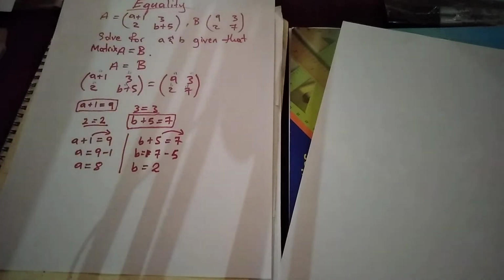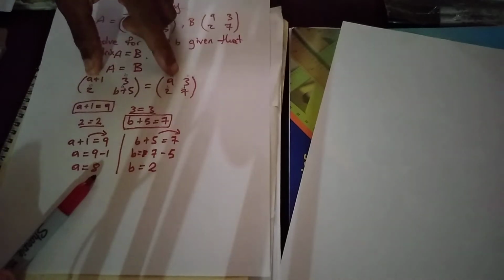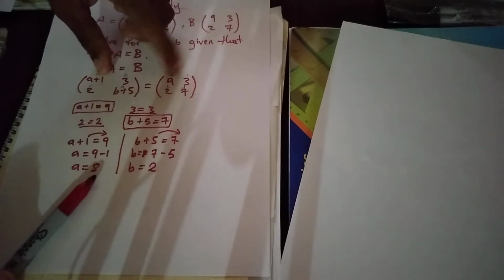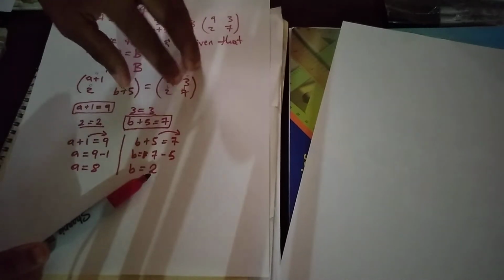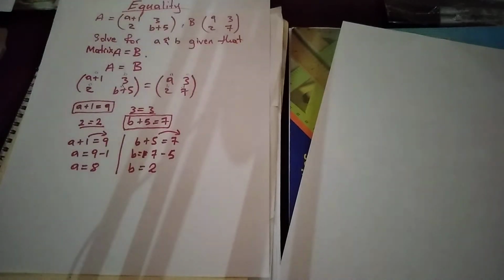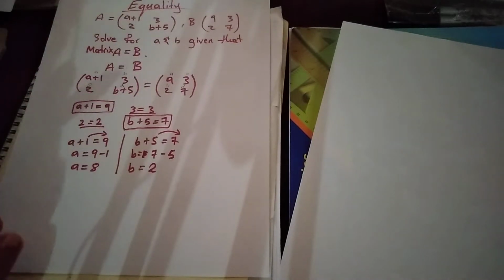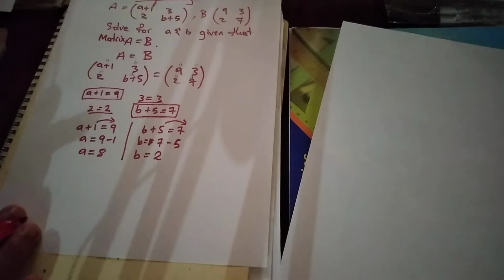Let's test to see if my answer is correct. Remember, whatever value A is, when I substitute it here, I should get 9. So 8 plus 1 is 9. And right here, whatever value B is, when I add it to the 5, I should get 7. So B is 2, so 2 plus 5 is 7. So that's how you solve that question. So equality of matrix, it's very simple.